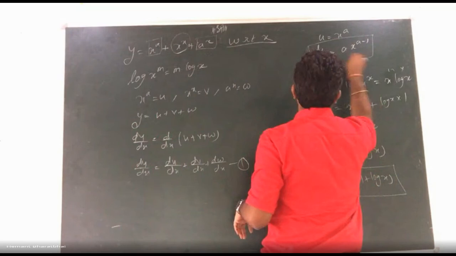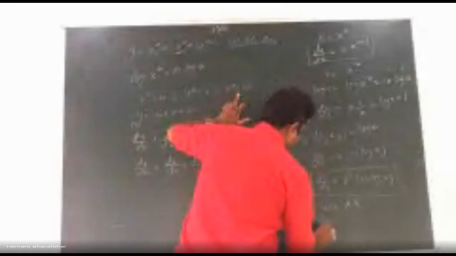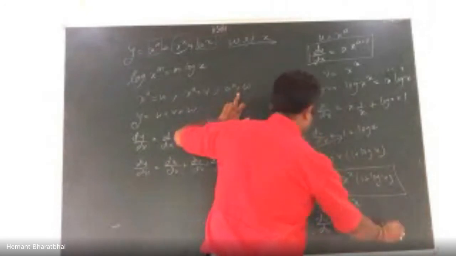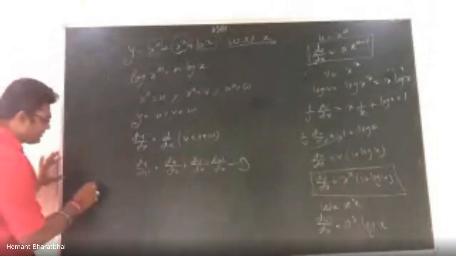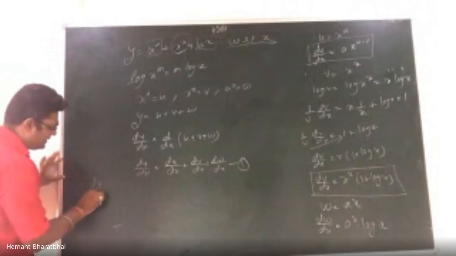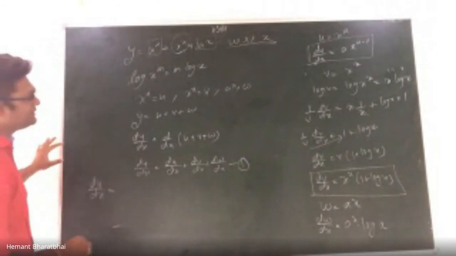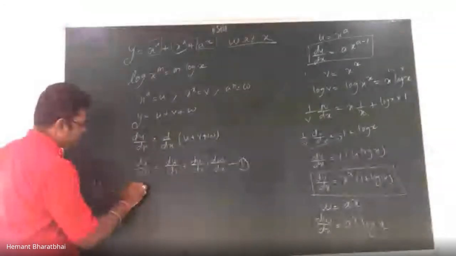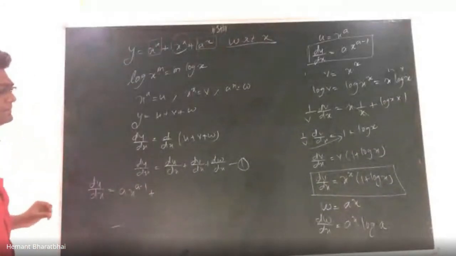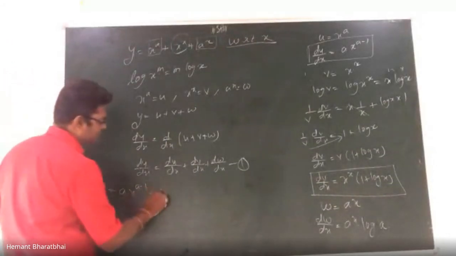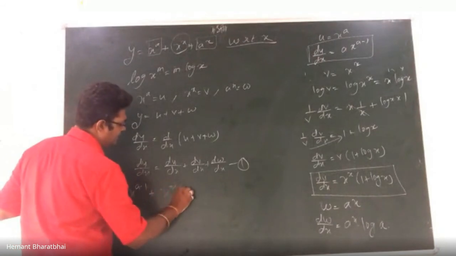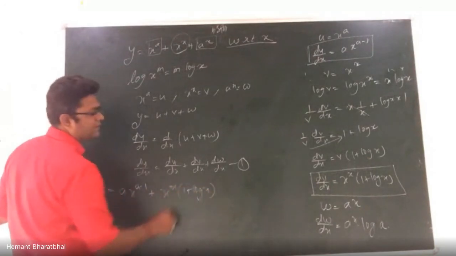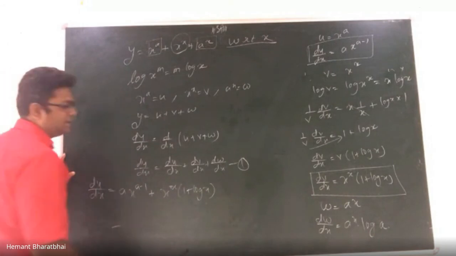Now w is a raised to x. We directly have a formula for this. dw by dx is a raised to x into log of a. So I'll substitute these values in equation number 1. Then I'll get the value of dy by dx: du by dx is a into x raised to a minus 1, plus the value of dv by dx, which is x raised to x into 1 plus log of x, plus dw by dx, which is nothing but a raised to x into log a.